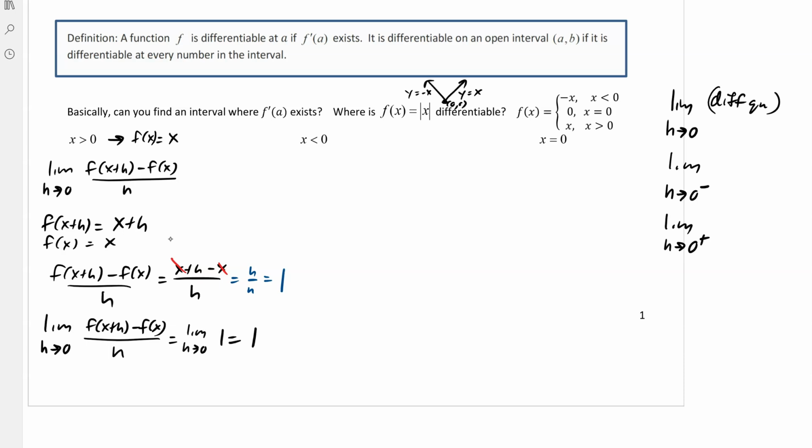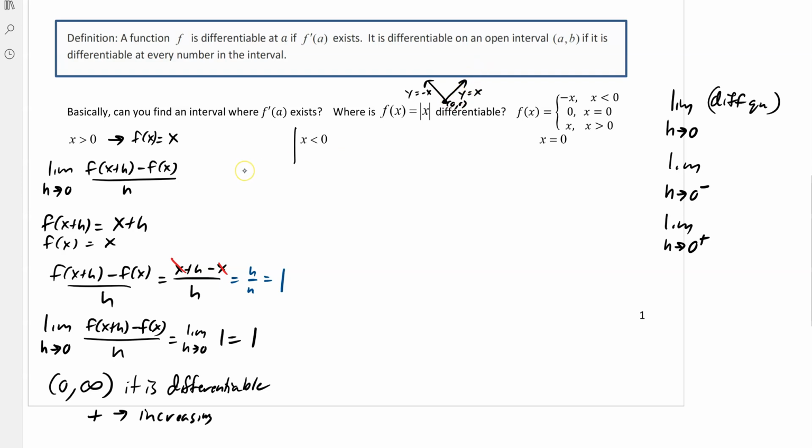is 1. So that means for this side we are getting something that is differentiable because f prime of a exists. So from 0 to infinity, it is differentiable. And then we also know because it's positive that it's positive, we know that it is increasing. And that makes sense. If you look at the greater than 0, our function is going up, it's increasing.